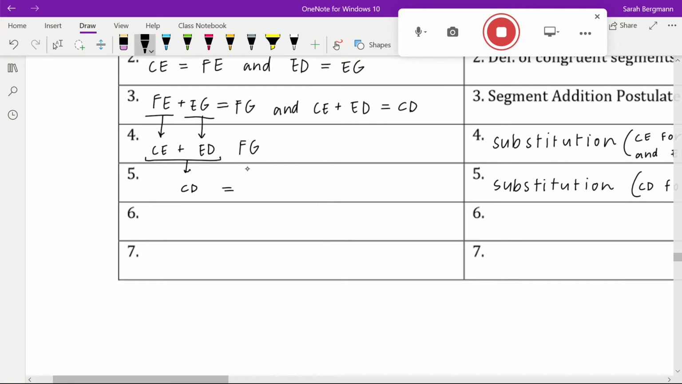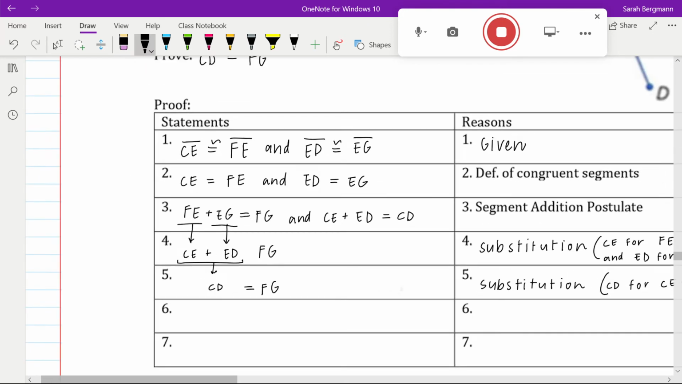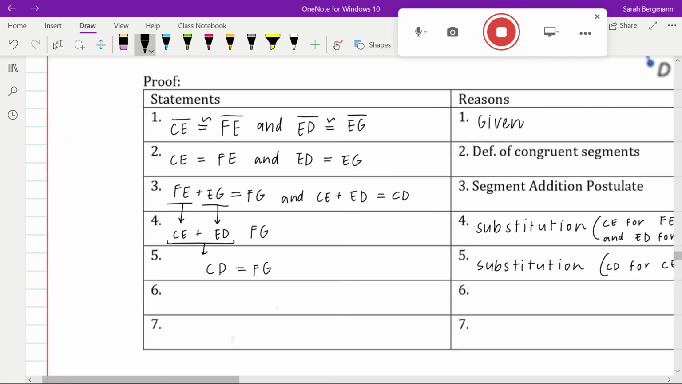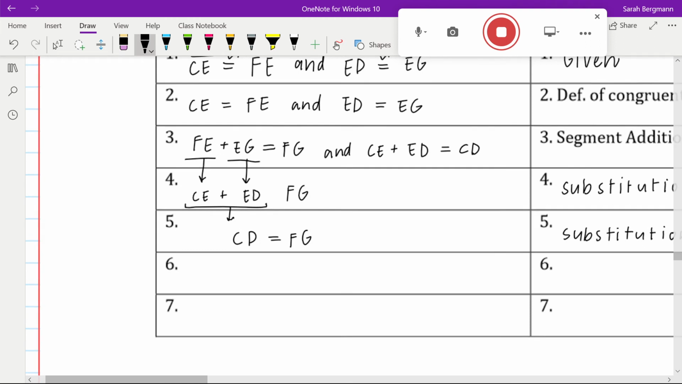Now I can leave the right side of my equation the same and keep it as FG. The reason I tried to keep CD on the left side is because I see that in my answer, CD is on the left side. However, if you did this problem a little differently and you ended up with FG equal to CD, it's not a big deal. You'll just have to add in a step where you use the symmetric property of equality.